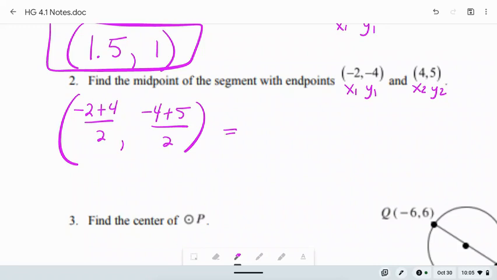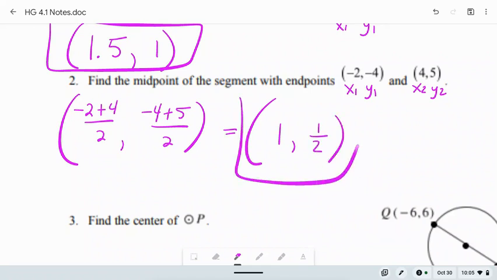So the midpoint, when I simplify that, -2 plus 4 is 2. 2 divided by 2 would be +1. Then -4 plus 5 would be 1. Divided by 2 would be 1/2. Or you could write 0.5. That would be the midpoint of those two.